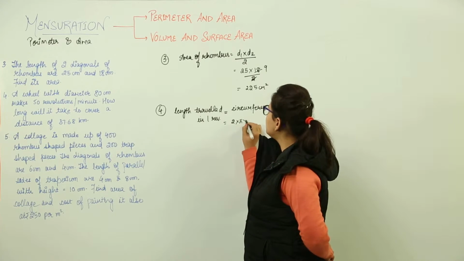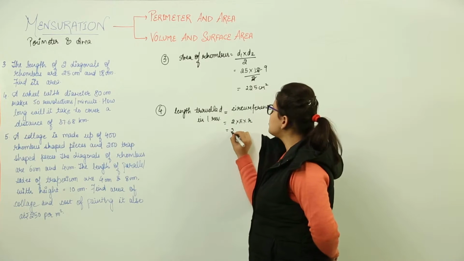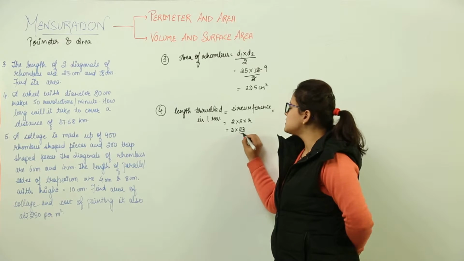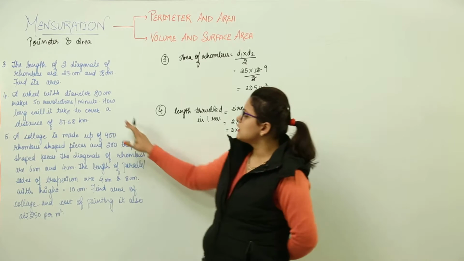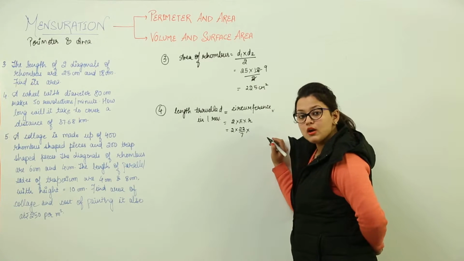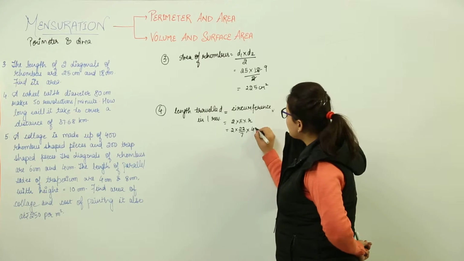What do we get in the 2 pi r value? First of all, you must know that pi is always equal to 22 by 7. And what is the radius? We are given the diameter 80. What will be the radius for this? It would be 40. So we put 40 over here.